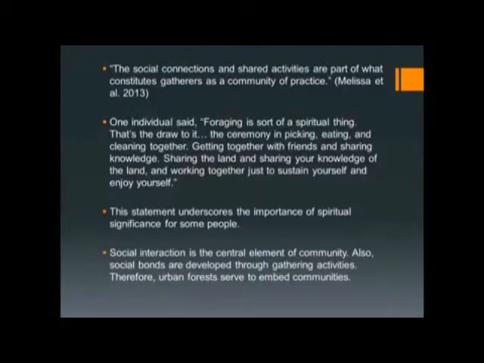Throughout the course, we learned that social interaction is the central element of community, and also social bonds during gathering practices are developed. Therefore, urban forests serve to embed communities. The paper actually goes into more detail, and there are also additional case summaries that support multifunctional landscapes, but for the purpose of this presentation, that's all I'm going to talk about.